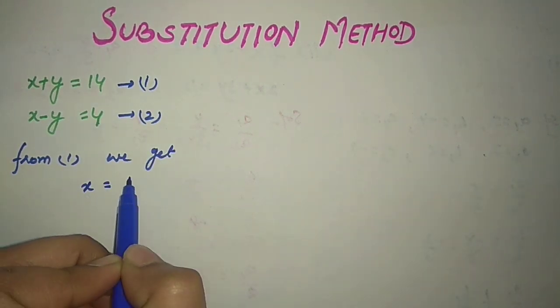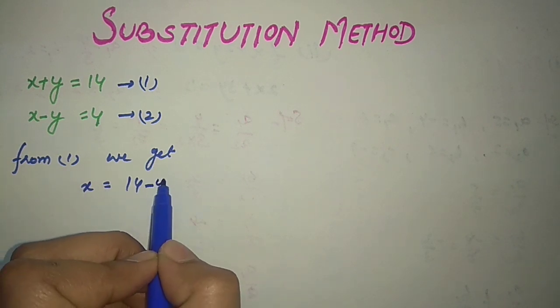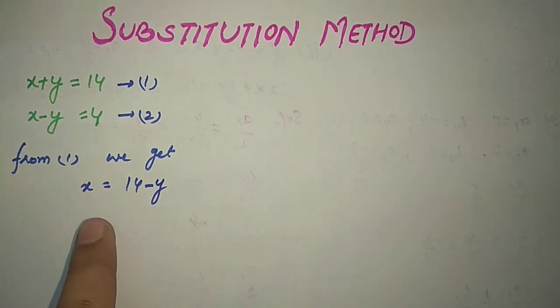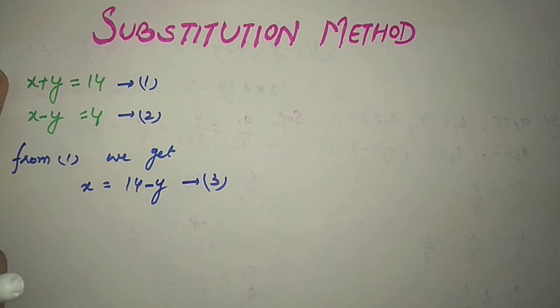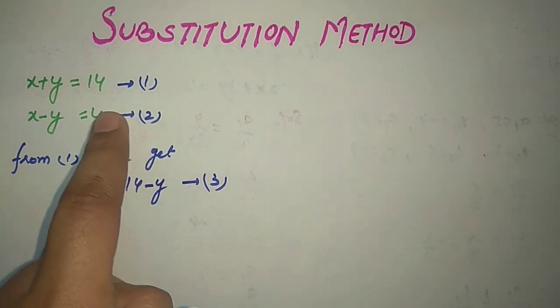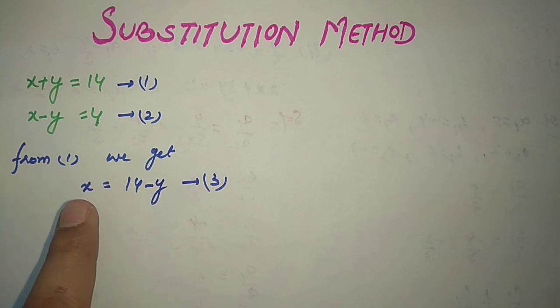x is equal to 14 minus y. This is our value of x. So this is our third equation. By using the first we have found the value of x. Now put this value of x in the second equation. This is called substitution. We have to substitute this value of x in the second equation.